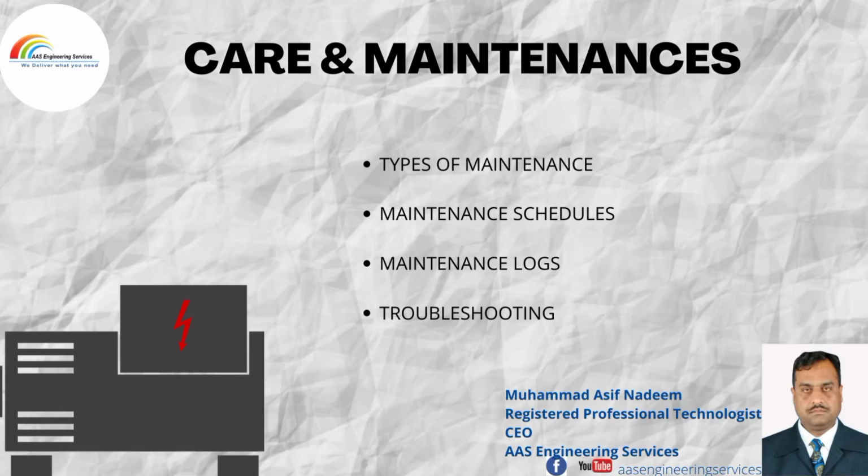Then there is a section about care and maintenance. We will discuss the types of maintenance in practice nowadays in the engineering industry. Then the maintenance schedules: what are they and how can we accomplish them? This will be done through practical examples by studying the technical orders and technical manuals of the generators. Then the maintenance logs will be discussed in detail: how can we maintain the logs of a generator, such as running hours for its upcoming scheduled maintenance. Then there is troubleshooting. We will discuss some common troubles and their remedial actions in detail.